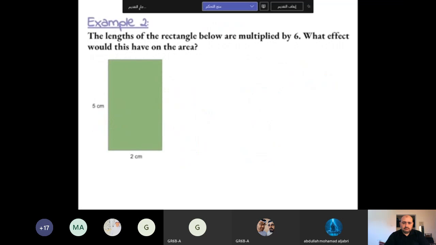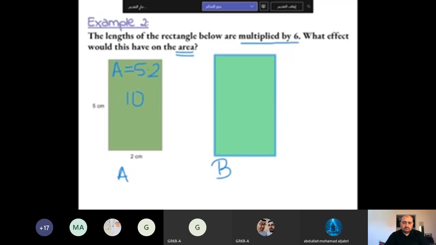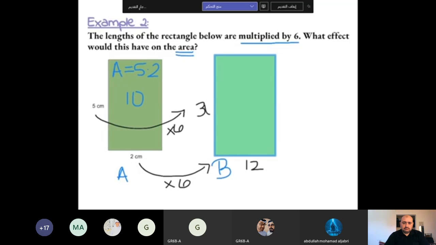Example 2. The lengths of the rectangle below are multiplied by 6. What effect would this have on the area? So let's call this figure A. Our area is 5 times 2, which is 10. So if we had a figure B, it would have lengths that are multiplied by 6 from figure A. So 2 times 6 would give us 12. And 5 times 6 would give us 30.